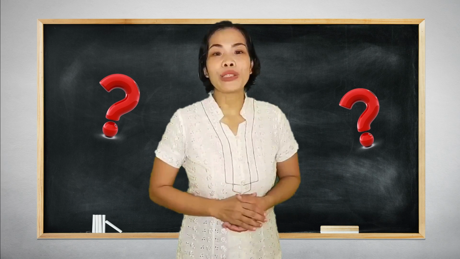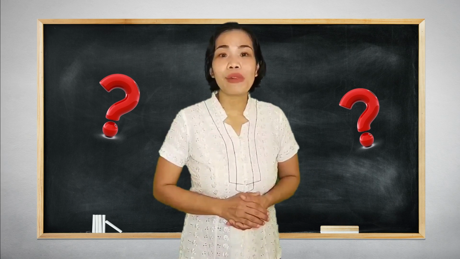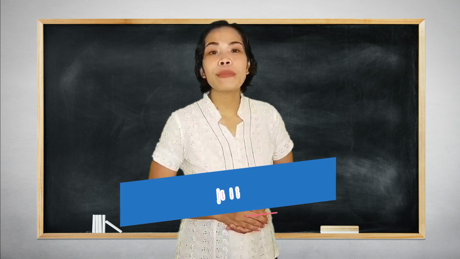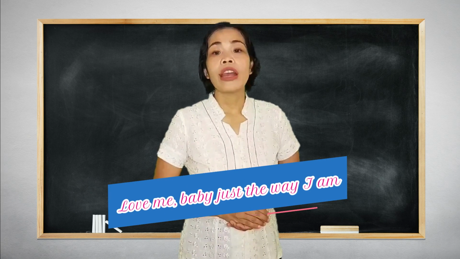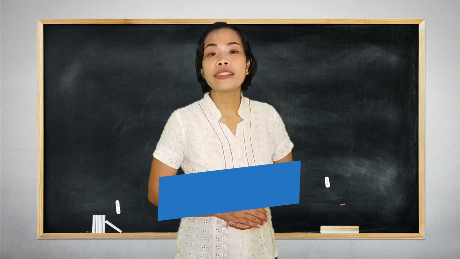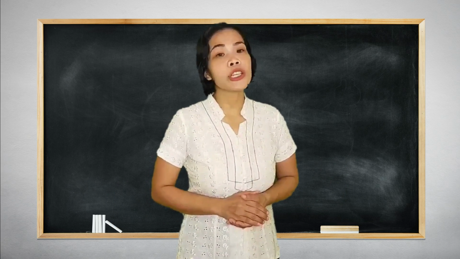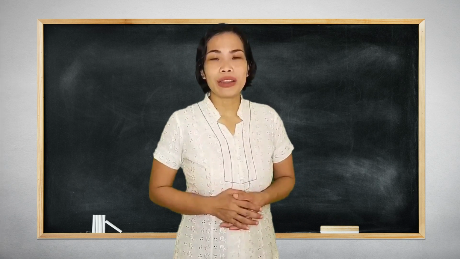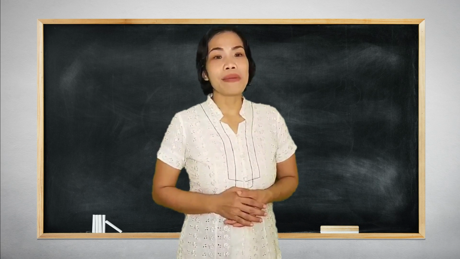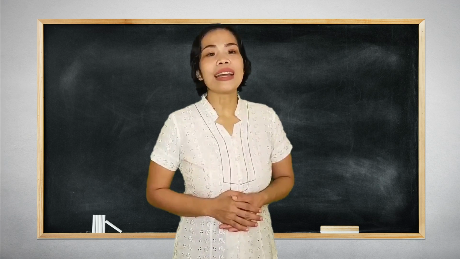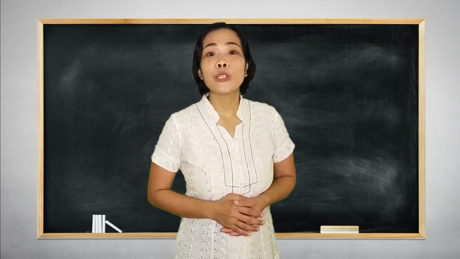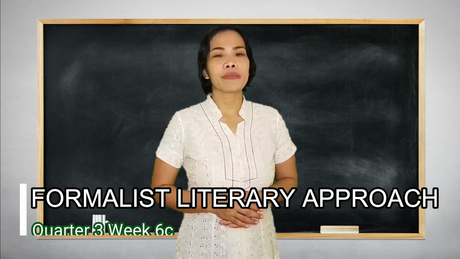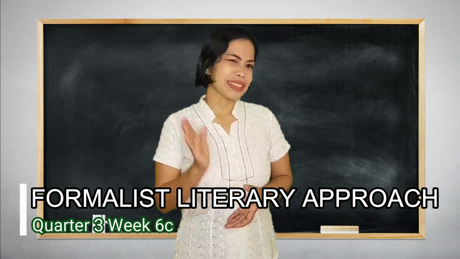Are you familiar with the song Just As I Am by Air Supply? In one of its lines it says, "Love me baby just as I am." In other words, love and accept the person as who he or she is. The literary approach that we will talk about in this video sends the same message: to see and analyze a literary text just as it is. And that is the formalist literary approach. So, let's get started.